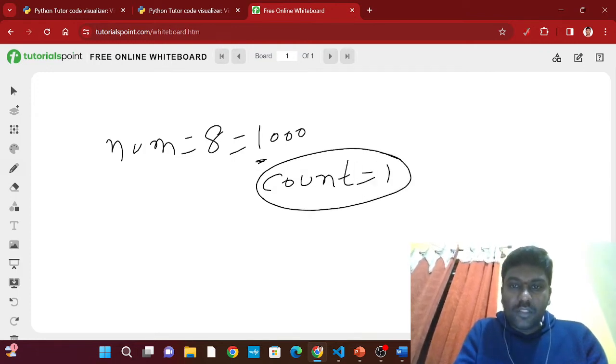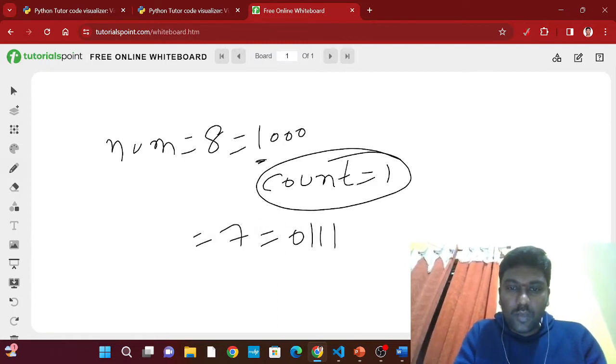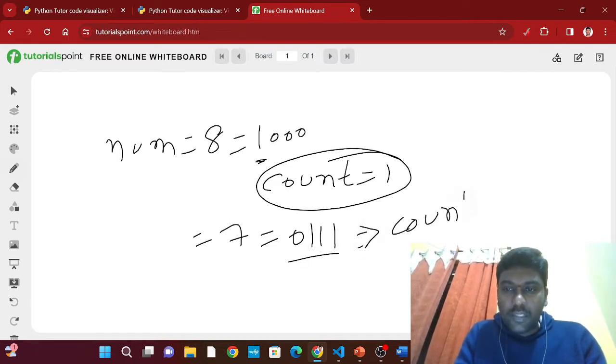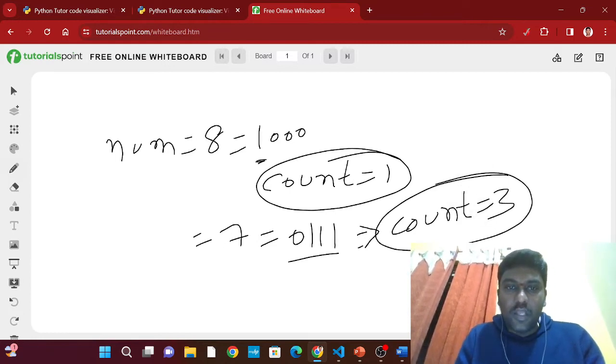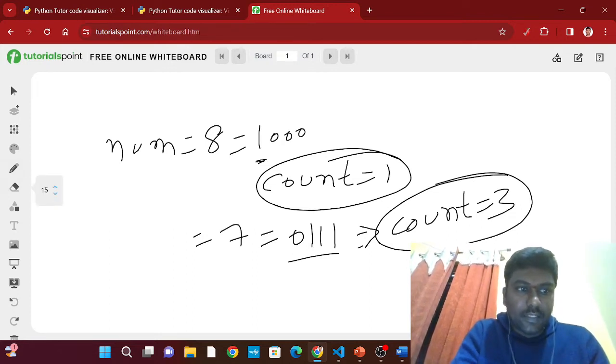So this is the logic we are going to find. Suppose my number is 7, what is its binary equivalent? It is going to be 0111. So how many set bits are there? Totally 3 bits are there. So what is the count here? The count is going to be equal to 3. So this is the logic we are going to find out. First we will see the logic, then later on we are going to write the program for that. I think all of you understood this, so we'll see the logic first.